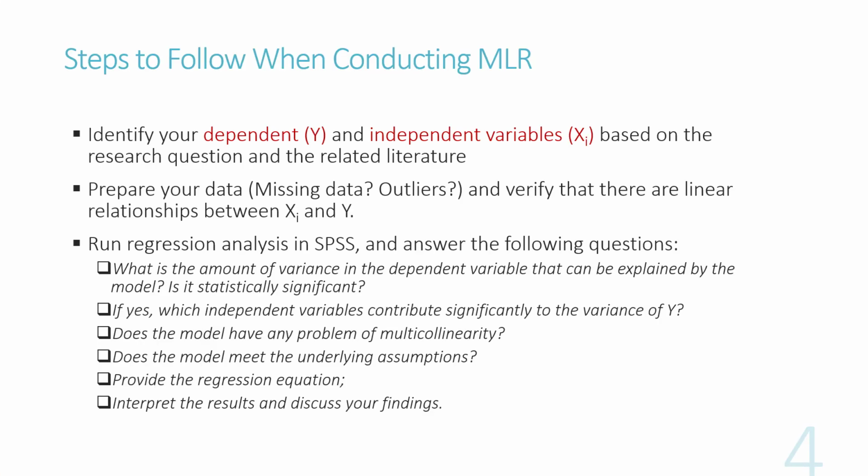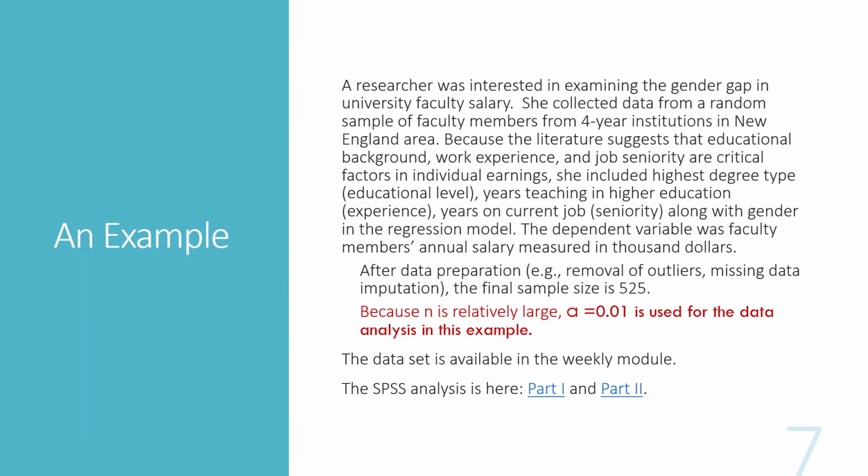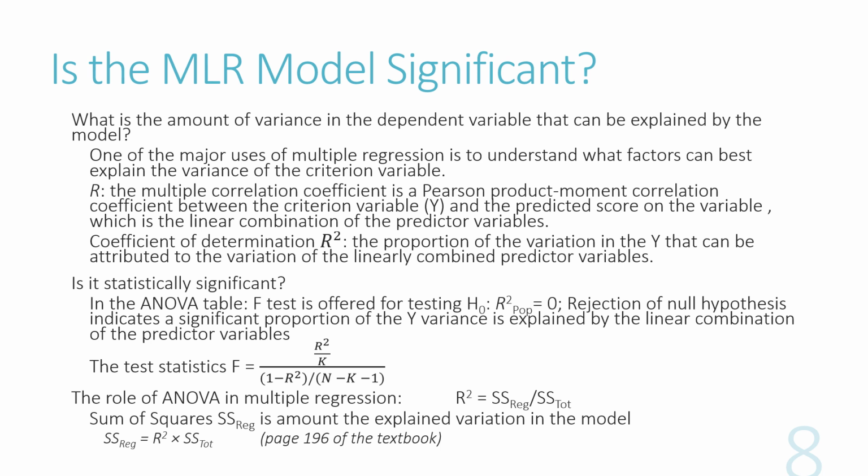Step 3 involves preparing your data for analysis, including handling missing data and formatting variables correctly. Once the data is ready, step 4 is running the analysis in SPSS. I have demonstrated the steps to conduct multiple regression in SPSS in a separate tutorial. You may want to pause this video, watch that tutorial, and then return here to continue.